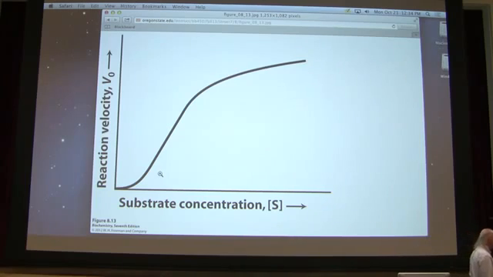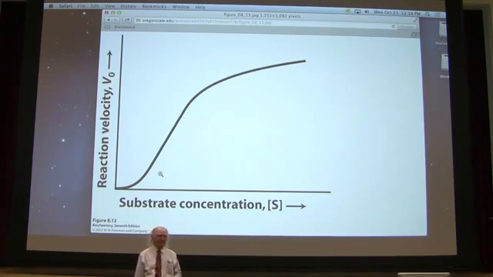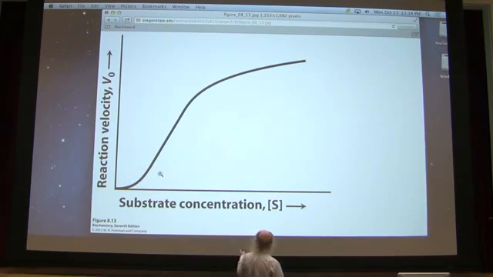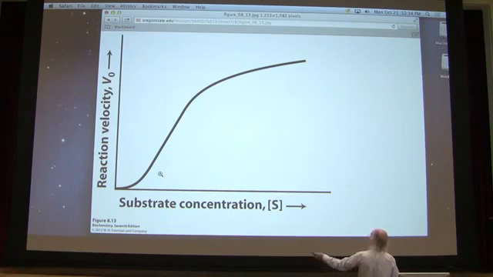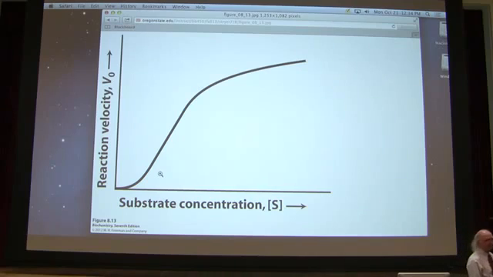Here's a plot of V versus S for an enzyme. And look at what it looks like. It doesn't look like a hyperbola. It looks like what? It looks kind of like the oxygen binding to hemoglobin, right? In oxygen binding to hemoglobin, we saw what's called a sigmoidal plot, which means it looks like an S, instead of looking like a hyperbola, which is what the myoglobin binding curve looked like.